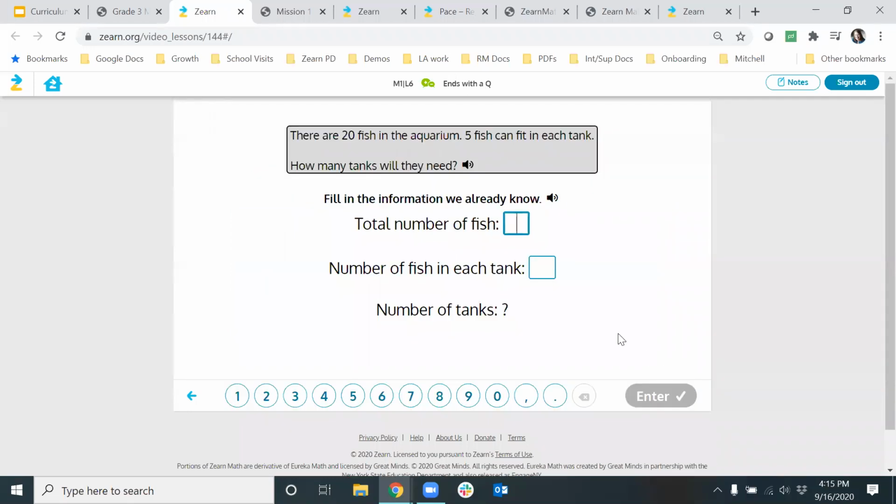I then have a chance to process that with the numbers from the problem. So I know there's 20 total fish and 5 fish in each tank. You'll notice as we move through the digital lesson that I have the option to have the question prompt read aloud using the audio buttons here.